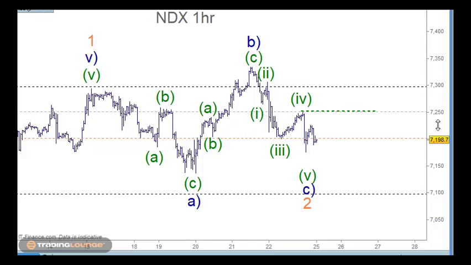So look, anyway, apart from the waffle, from wave one here, we're pretty sure that this is an A and a B and a C. So we knew that this was corrective in the NASDAQ and also in the S&P.